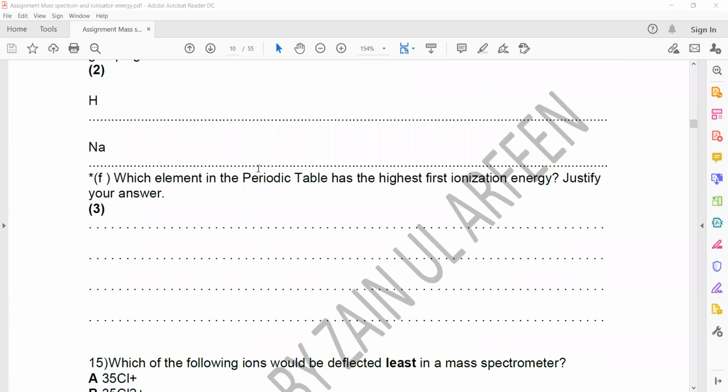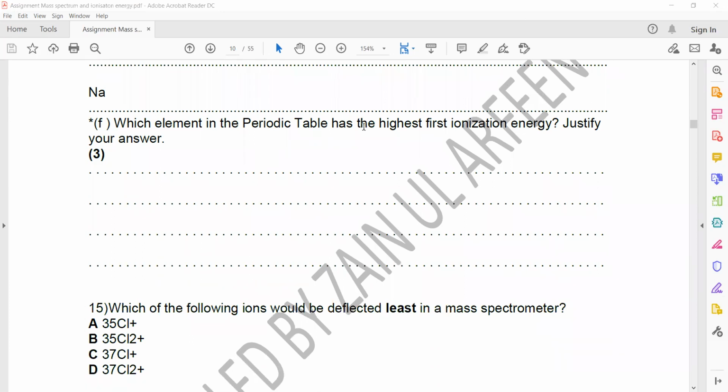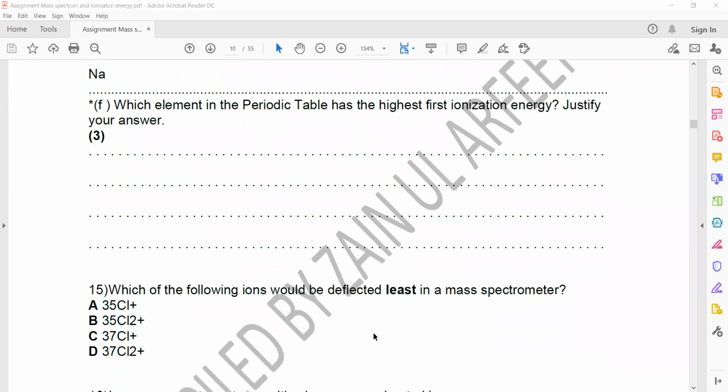Next, which element in the periodic table has the highest first ionization energy, and it's of 3 marks. So which element is having the highest ionization energy? As we discussed this ionization energy, helium is having the highest ionization energy. Yeah, that's right. Helium is having the highest first ionization energy. And what is the reason for that?